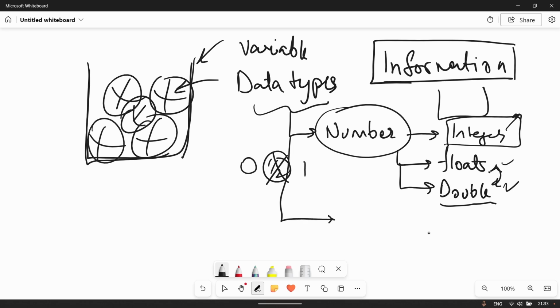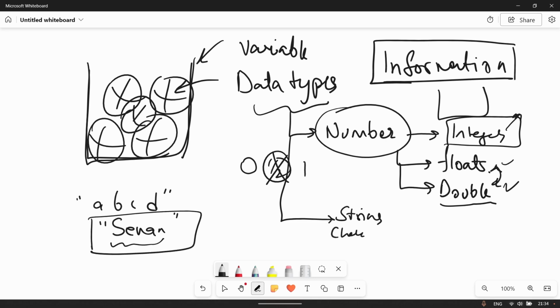Another thing can be a string or characters. So every time you see A, B, C, D, or let's say my name, Senan, it is generally stored under quotes. So this is some sort of information, right? Although the computer does not know, it is not exactly quantifiable, but this is data. This is my name. So this holds some information and I need to store it somewhere. So string and character can be considered as another data type. So this whole is a string and individual elements are characters.